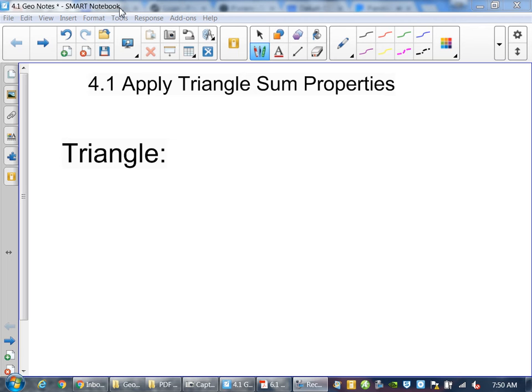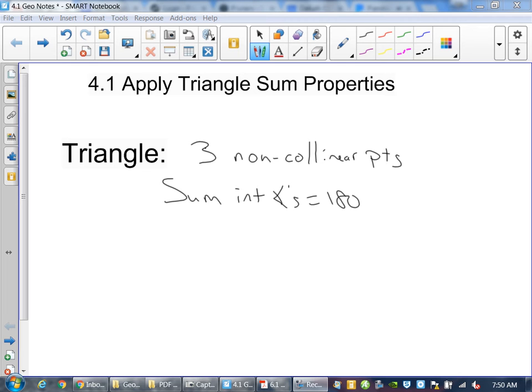A triangle is, basically, we defined it as 3 non-collinear points. 180 degrees. The sum of the interior angles is always 180 degrees. Always 180 degrees for all of the sums of. You guys know a whole bunch about different types of triangles. You've all looked at them. You've all worked with them.